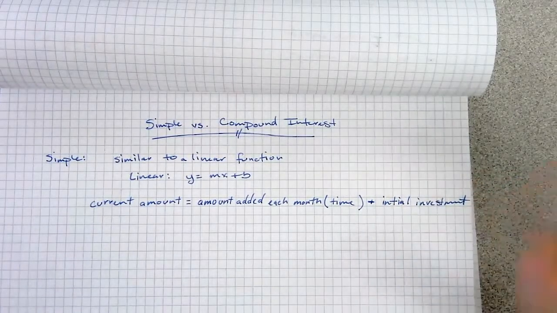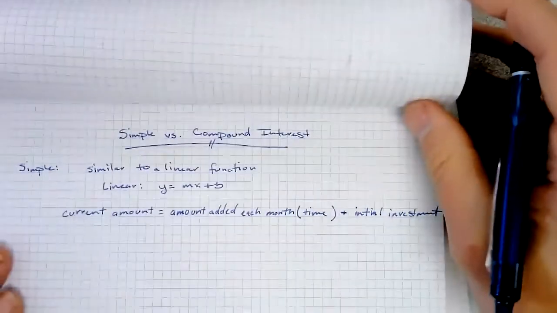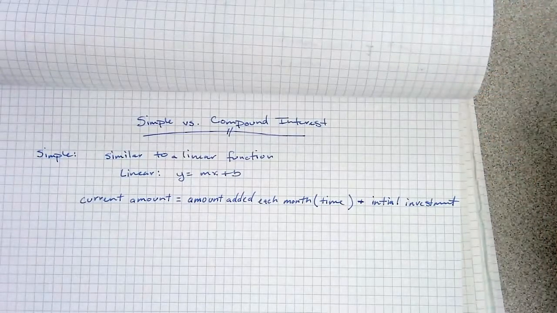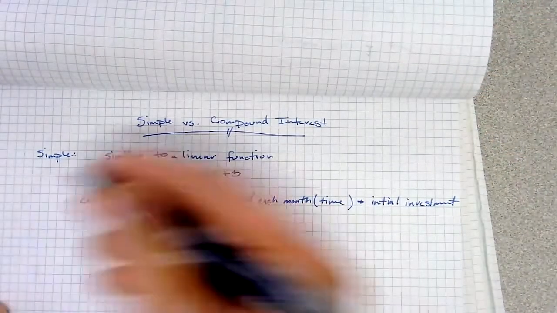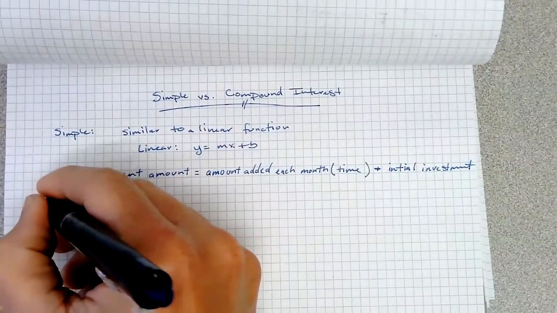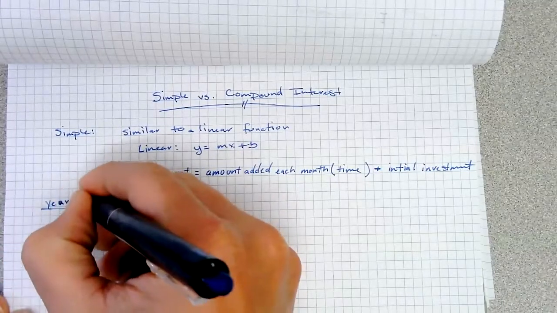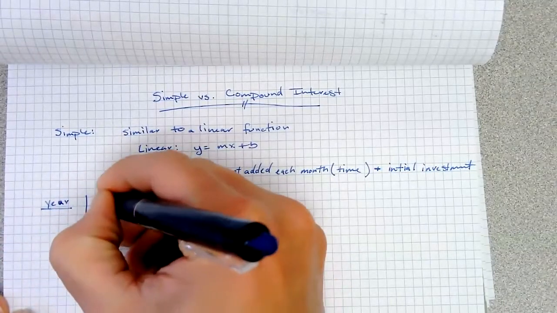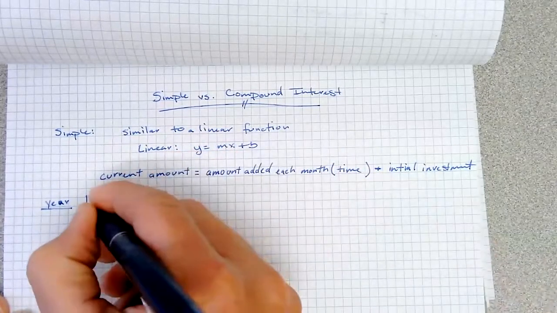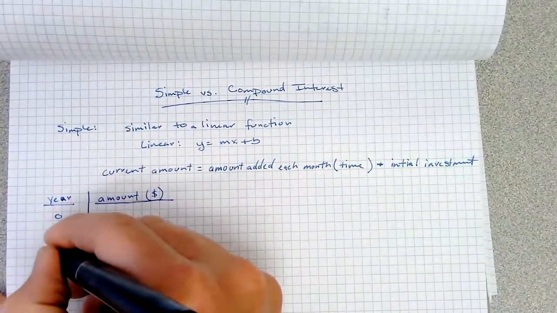So the only tricky part is really figuring out how much you're adding each month. If you're given a chart, it's pretty easy. You can just follow the chart. If it's not a chart, you might have to figure it out. So we'll take a look at two different examples. One where maybe you're given a table, with years, and then how much money you have. So we'll just do the first couple of years.